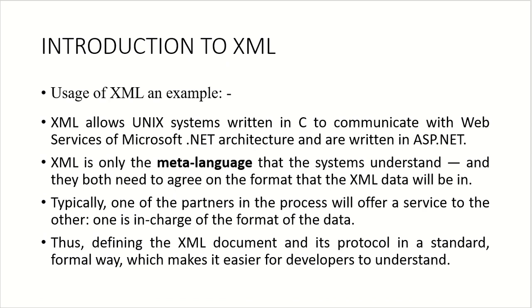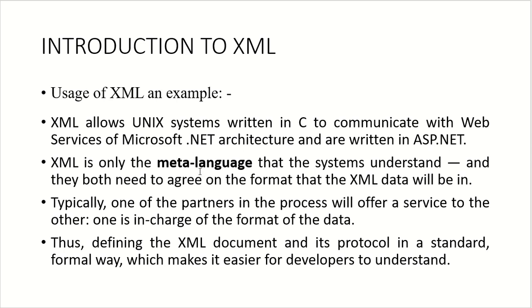So usage can be that we have already. Now I'm going to repeat the things. The usage of XML example can be Unix system written in C can communicate with the web service of Microsoft .NET architecture and are written in ASP.NET. Alright, so operating system written in C can communicate with an operating system or a web service written in ASP.NET with the help of XML.